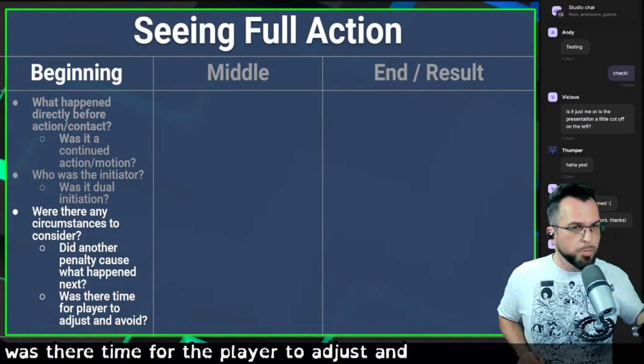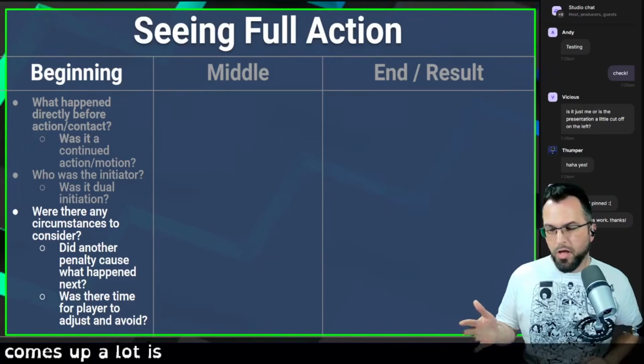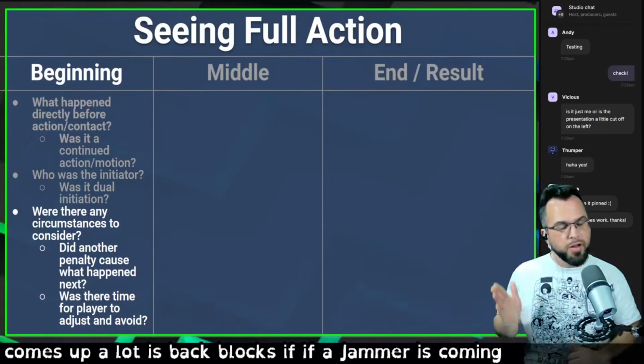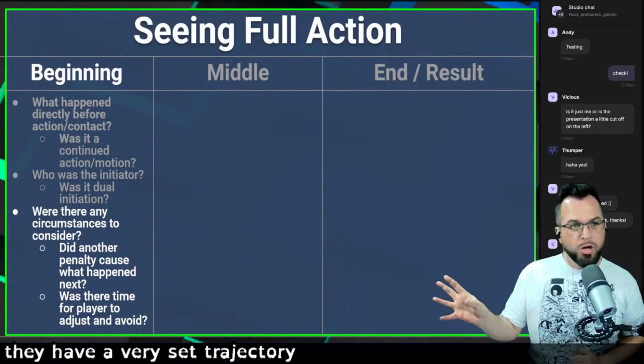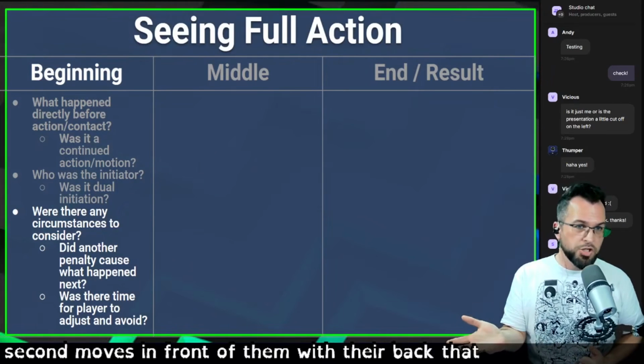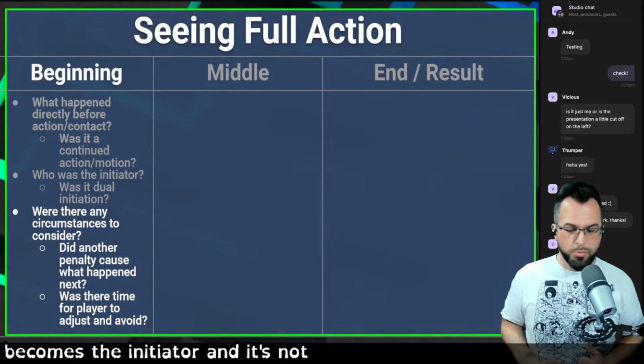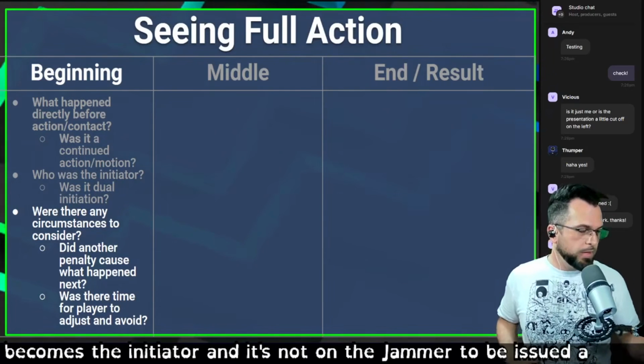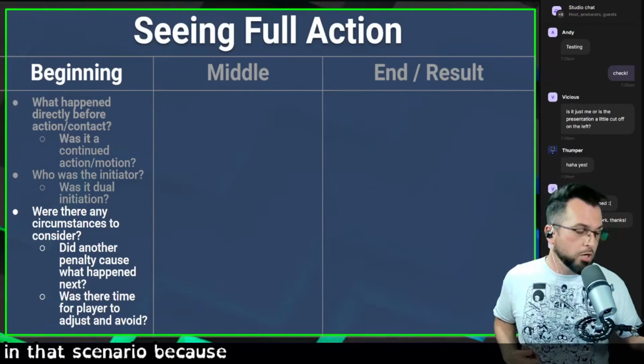So one that comes up a lot is back blocks. If a jammer is coming full speed, they have a very set trajectory, and then a blocker at the very last second moves in front of them with their back, that blocker becomes the initiator, and it's not on the jammer to be issued a penalty in that scenario because the blocker is the initiator there.